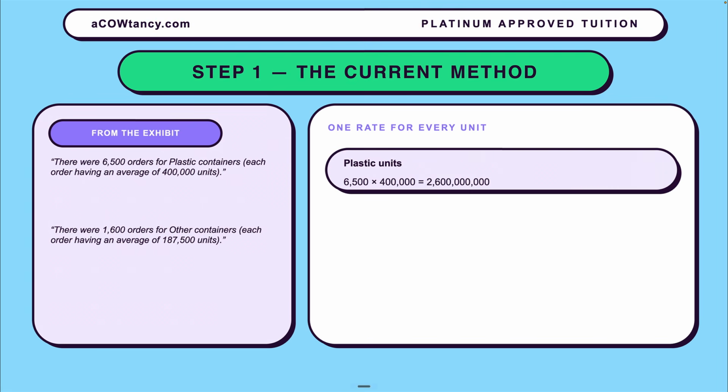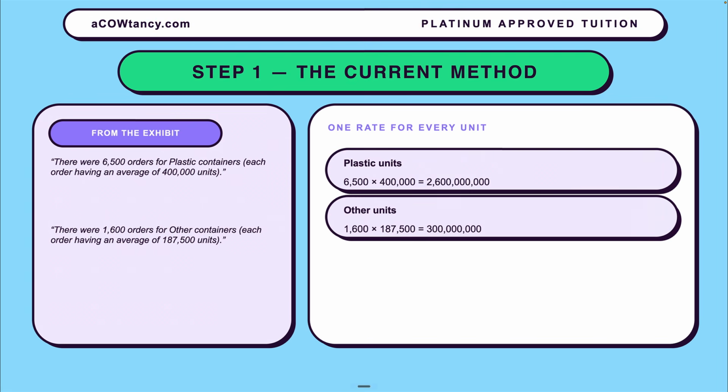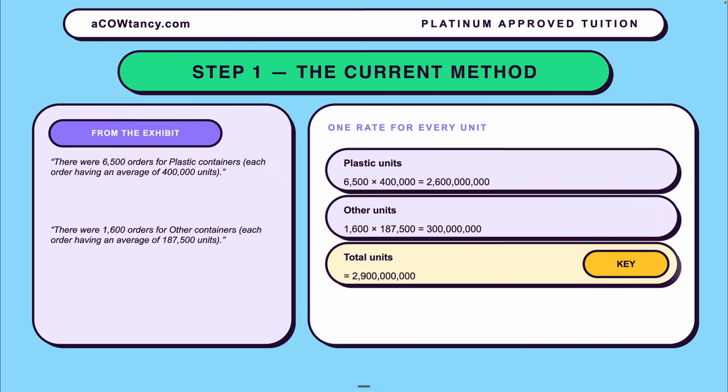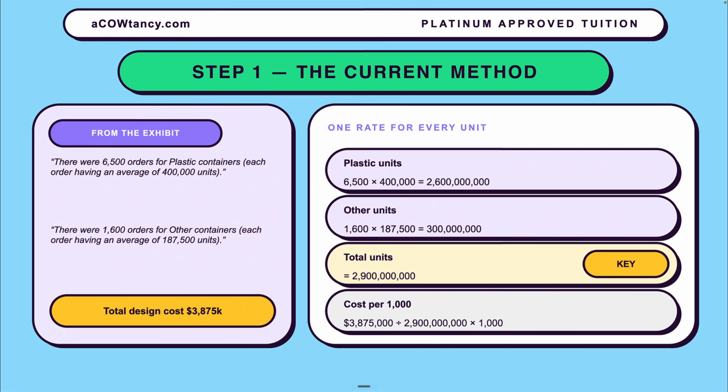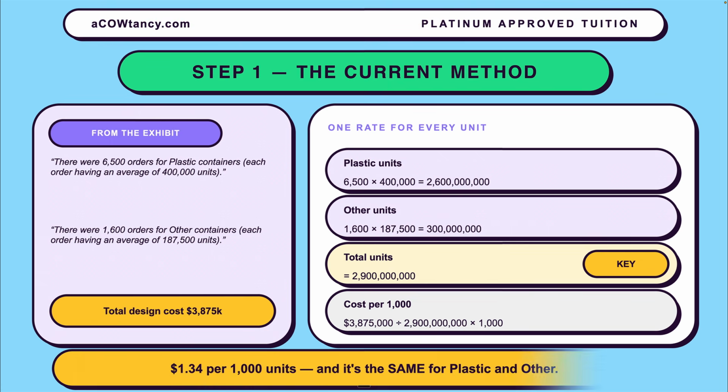Plastic, 6,500 times 400,000 is 2.6 billion. Other is 300 million. Add the two together, get 2.9 billion. That's the total units. The total cost was 3875. But if you divide that 3875 by 2.9, you'll get the cost per one. We want the cost per thousand, so you just times 1,000 on. If you did all that, it would come to 1.34 per thousand units. And that's what you give both the plastic and the other.